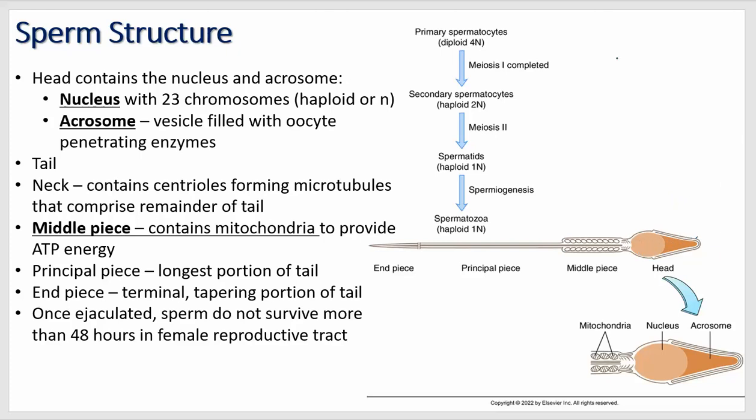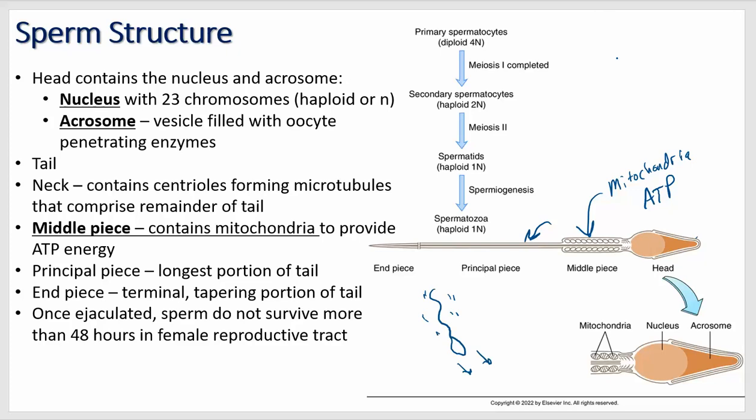All right, and then there's the middle piece. That's fun. There's the head, the middle piece, and then the principal piece, which is bigger, and then the end piece. Okay, so pretty straightforward. But the middle piece contains the mitochondria. And so the mitochondria does what mitochondria do, and they make ATP. Okay? And the ATP that's produced can then power the flagella. So this is the flagellum, and remember, the flagella moves around, and that's what propels the sperm forward. Okay. All right, so the tail, which is the flagella, the neck contains the centrioles forming the microtubules that comprise the remainder of the tail.